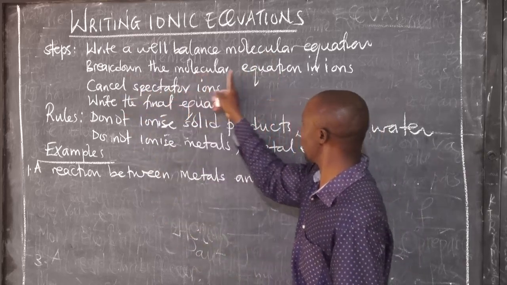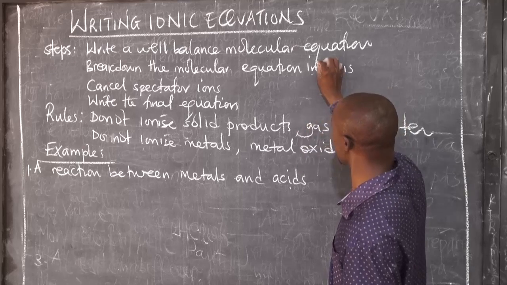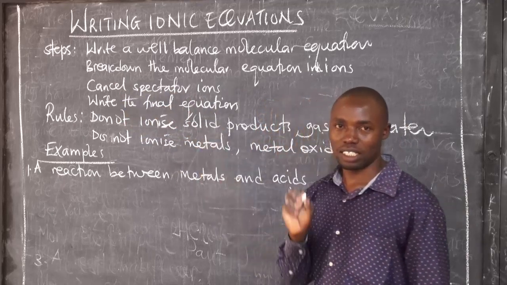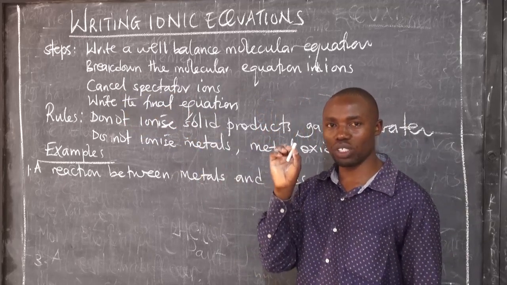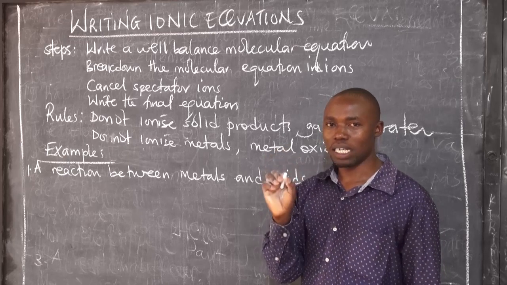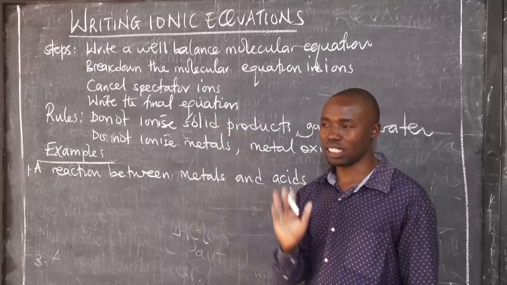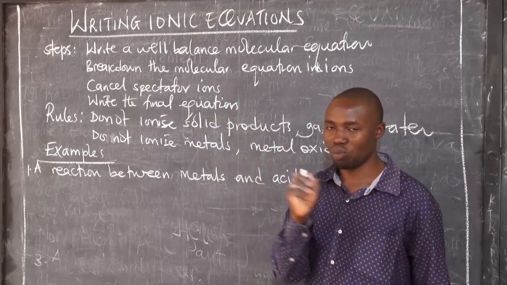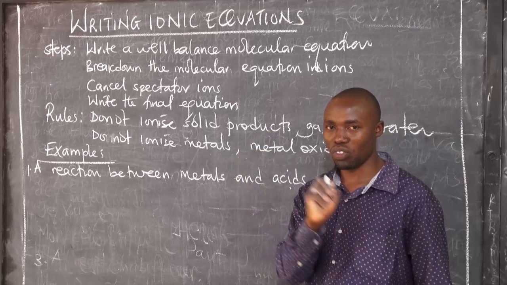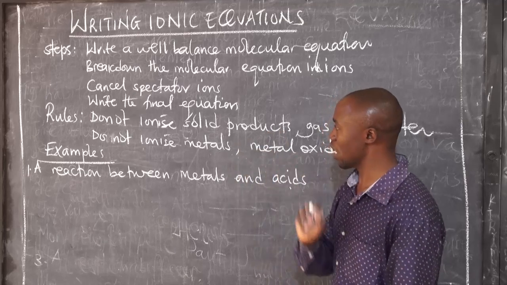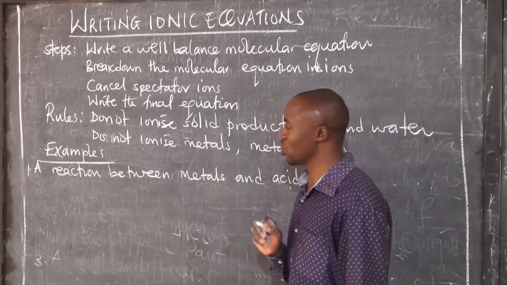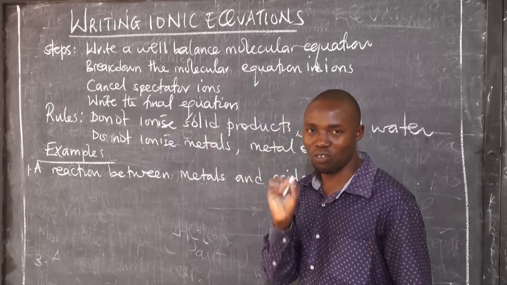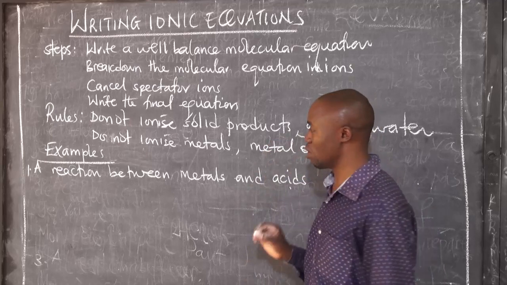Step two, break down the molecular equation into ions. Then cancel the spectator ions. Spectator ions are ions which do not take part in a chemical reaction, but remain in the same form on the reactant side and on the product side. When you see ions which have the same symbols and same charges on both sides, reactants and products, cancel them. Those are called spectator ions. They just watch the reaction as other species are reacting. Step three, write the final equation. After removing spectator ions, write what's remaining.